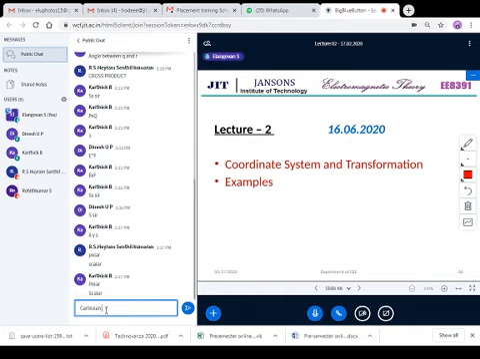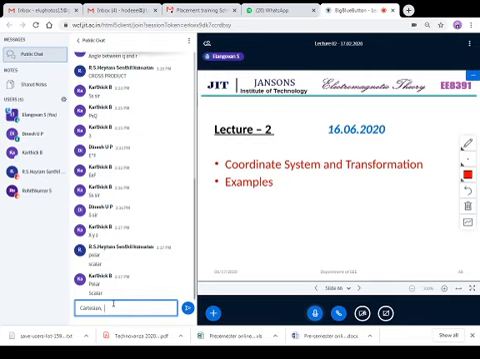Cartesian. You can also save this public chat from here. There is some chat option available here. Public chat, you can see 3 dots. From that, if you click it, then you can save the chat so that whatever we are doing will be useful for you.